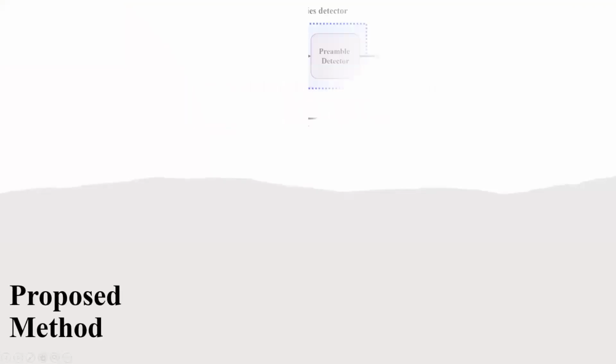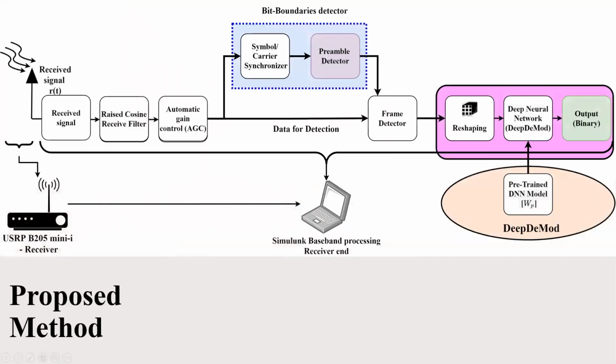So let's quickly see how the receiver structure looks. We receive the bandpass complex signal from the USRP at the receiving end, which converts the RF signal to the IF signal. We have assumed that bit boundaries are known, so we used a bit boundary detector separately, which feeds the boundaries to our frame detector and the data.